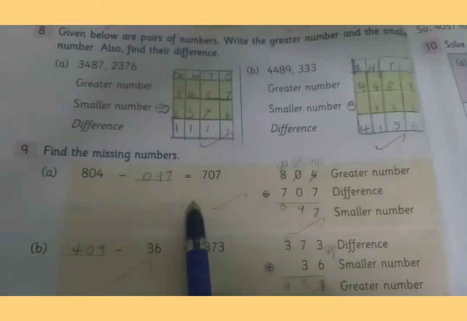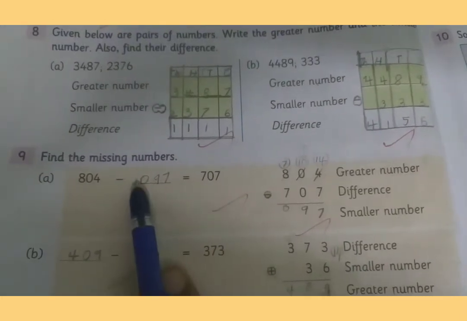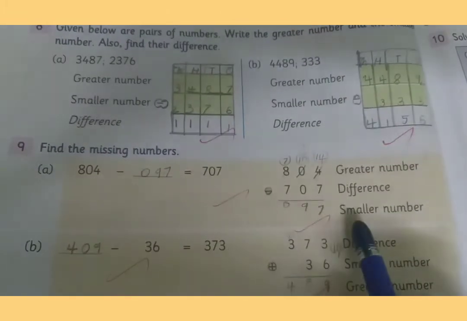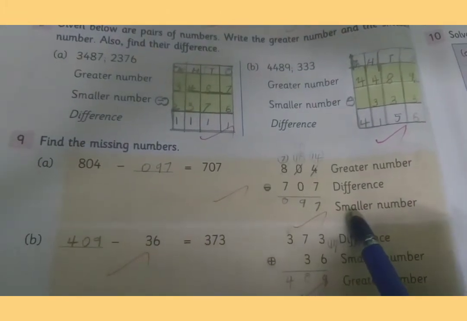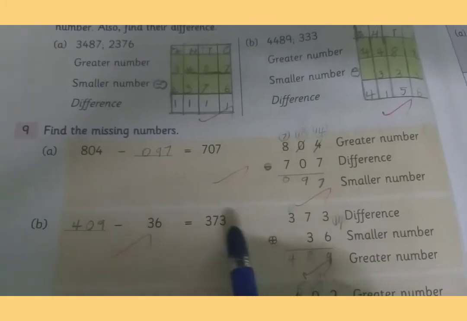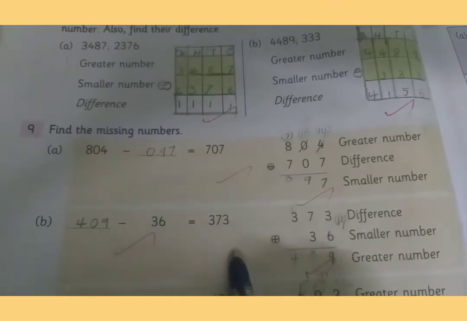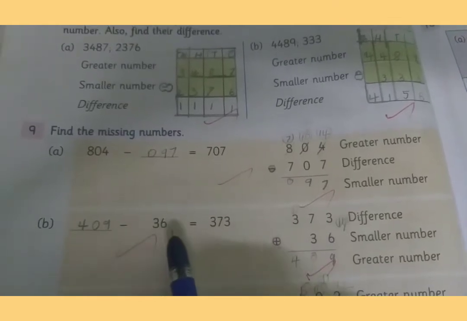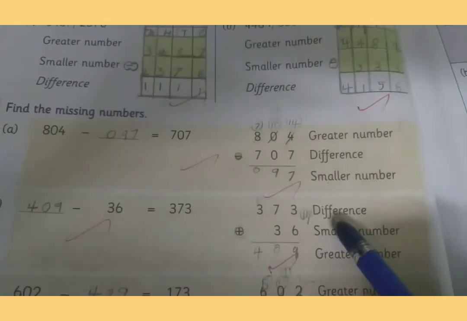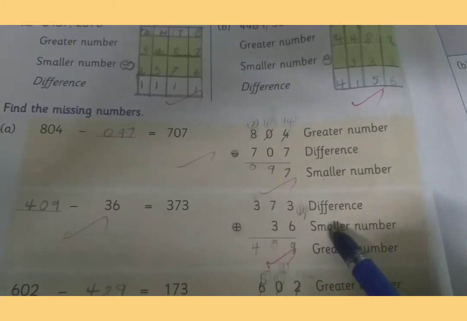Okay, and here the smallest number is missing, and you should write the greater number and the difference, and find out the smallest number. And here the greatest number is missing, and again you should write the difference above and the smallest number below.